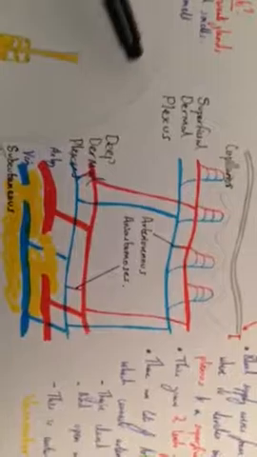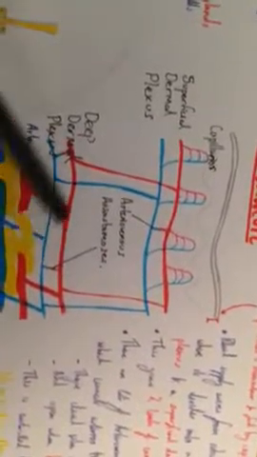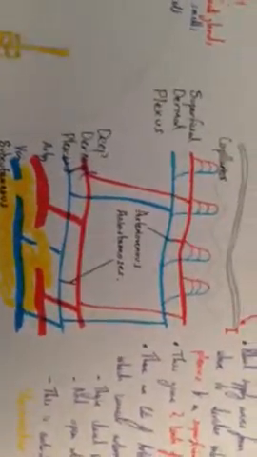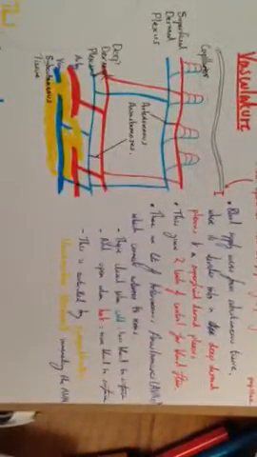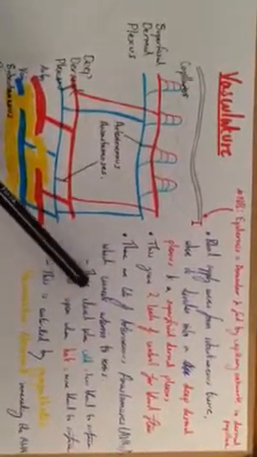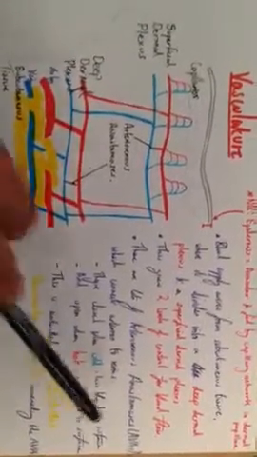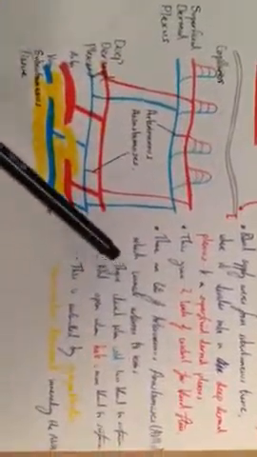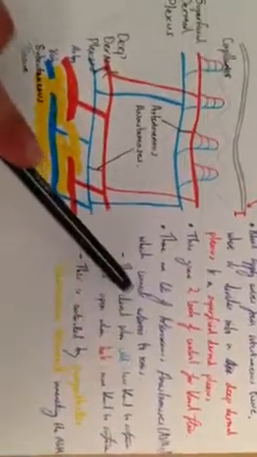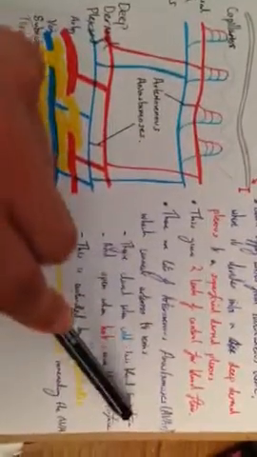There are also lots of these things called arteriovenous anastomoses. Here's one, here's one. And what are arteriovenous anastomoses? They are things which connect arteries to veins. They're closed when it's cold, and they're open when it's hot. They're closed when they're cold, so there's less blood flow to the surface.